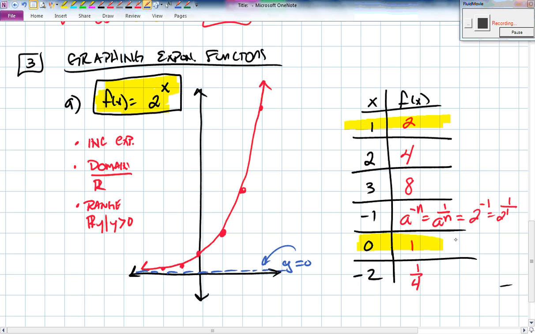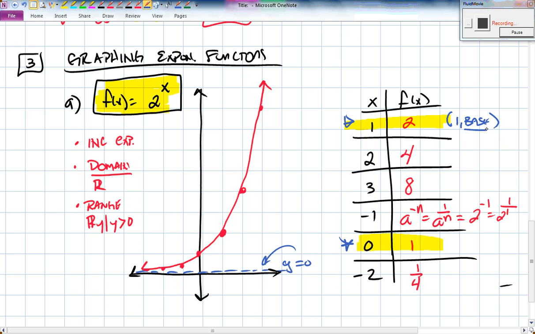So this point I call, these are your anchor points. So you might want to star these points. These are the points that we're going to use for when we graph these, okay? 1, base is what I call this one. And then 0, 1 will always be on there.